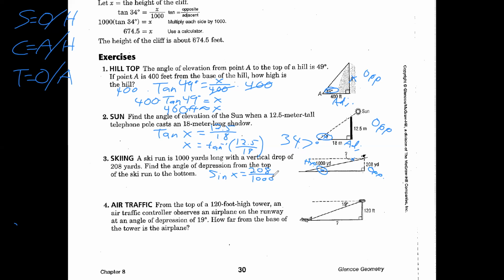So now, how do I solve? I have sine of x currently. I need x by itself. What are we finding? A side or an angle? Inverse. If we're finding an angle, we've got to do the inverse, right? Get rid of sine. So inverse sine. And that should give us our answer.